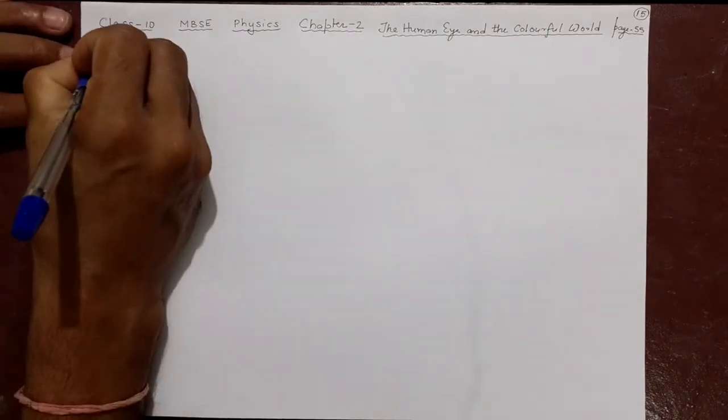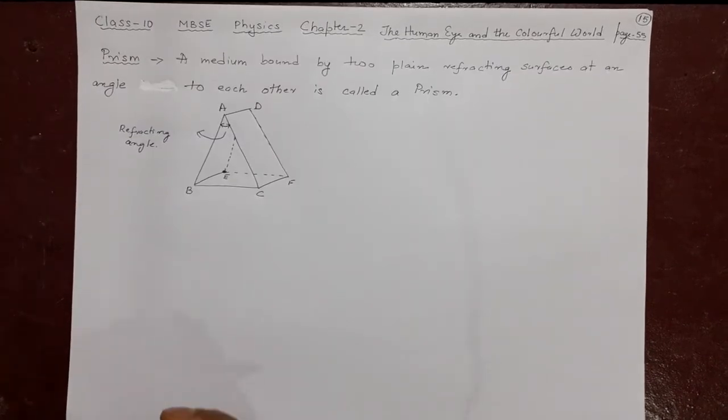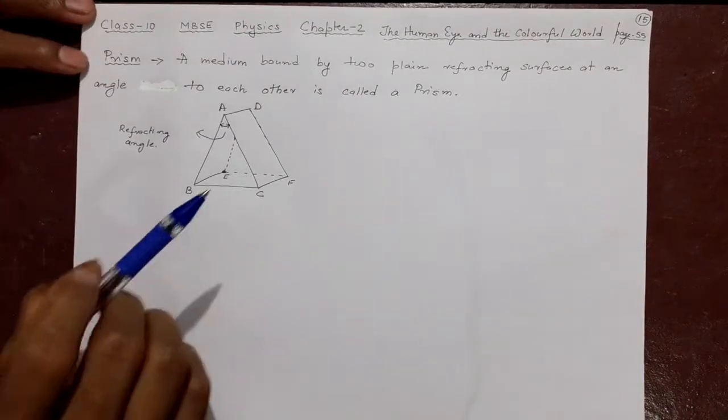Today we will be starting a slightly new topic in the same chapter. It is prism. Prism is the topic that we are going to start today. So let me draw the diagram and try to make you understand what it is. You look at the diagram and try to understand.